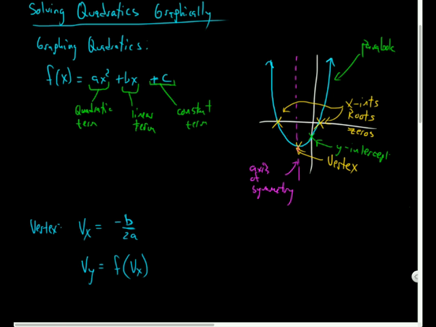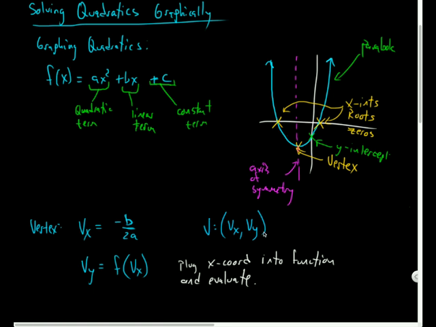Another way to say this is: plug the x-coordinate into the function and evaluate. That's going to be the most valuable point to find. So the vertex would be represented as whatever Vx was and whatever Vy was. An ordered pair would represent our vertex.